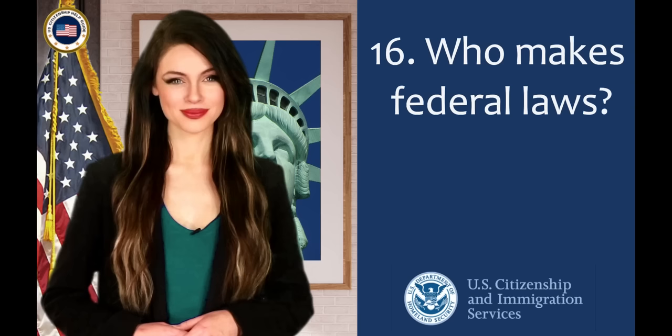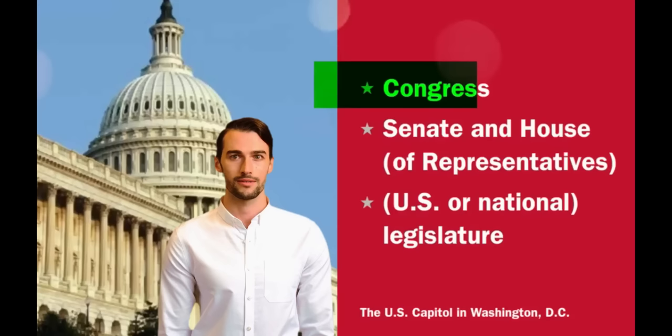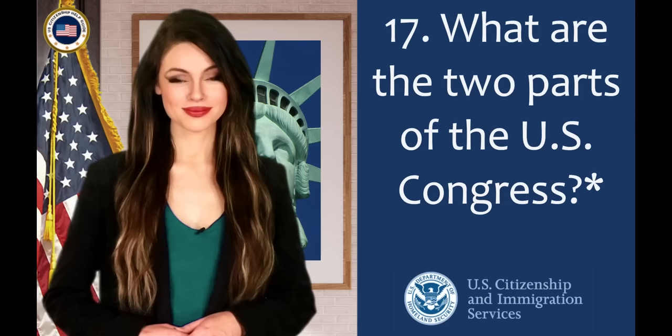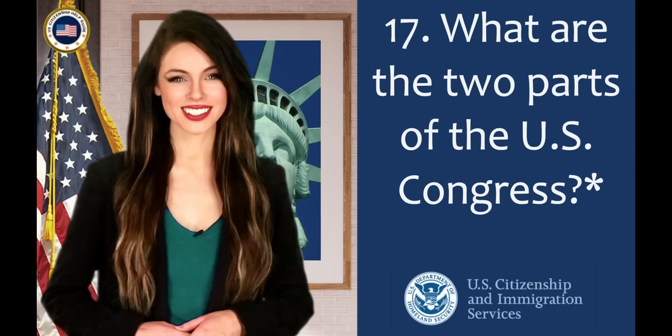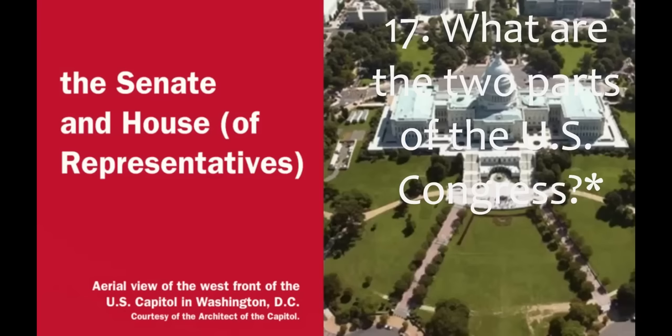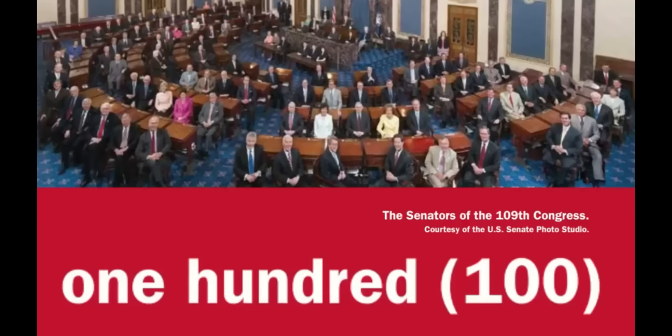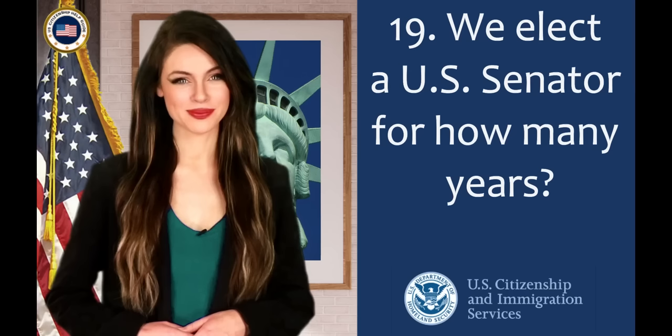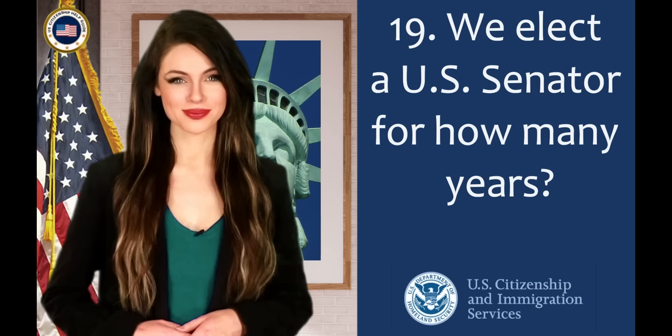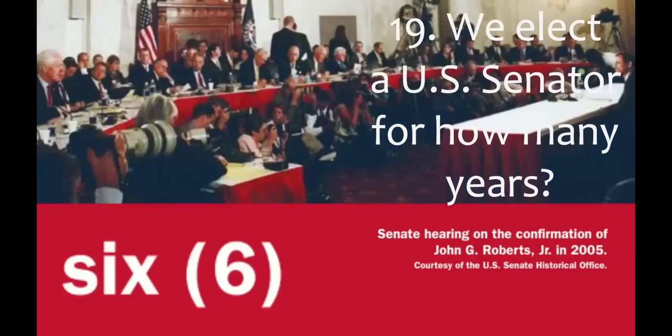Who makes federal laws? Congress. What are the two parts of the U.S. Congress? The Senate and House of Representatives. How many U.S. senators are there? 100. We elect a U.S. senator for how many years? 6.